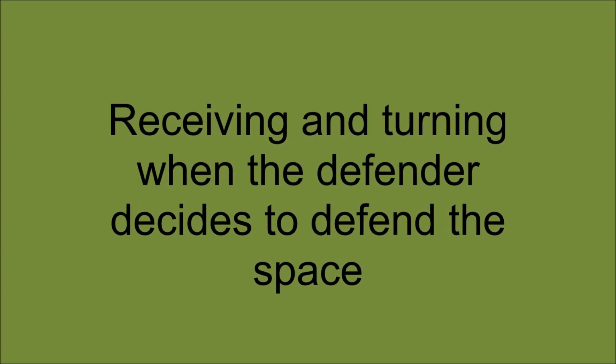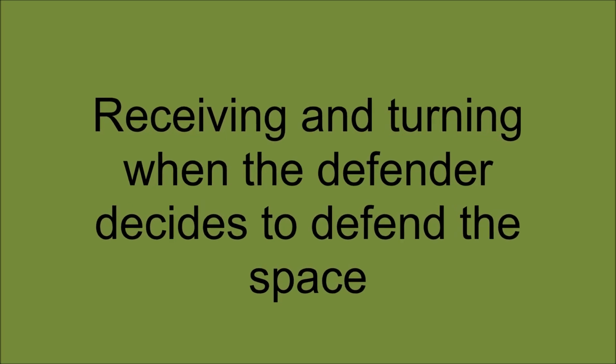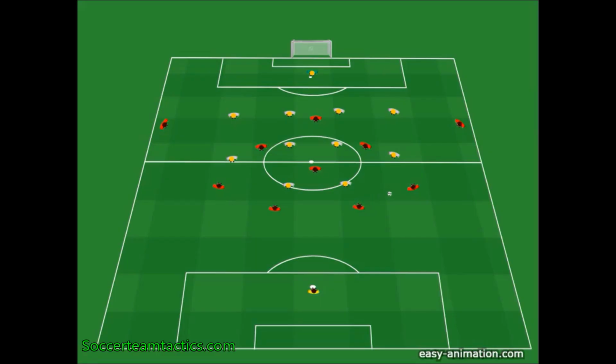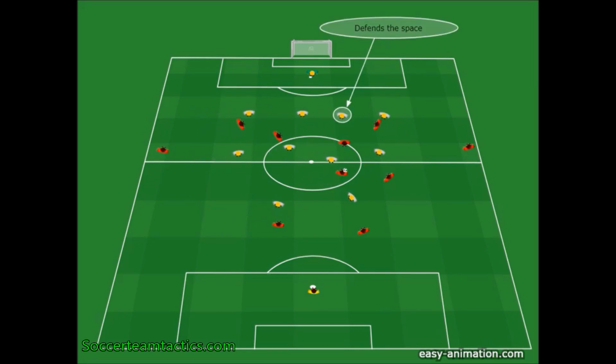In this second animation, let's watch what happens if the defender has a different reaction from the previous animation. Again, the ball is passed around, and when it reaches the defensive midfielder, the forward drops back. Now the defender decides to defend the space, so the forward is free of marking to receive, turn, and make a pass to one of the forward moving teammates.